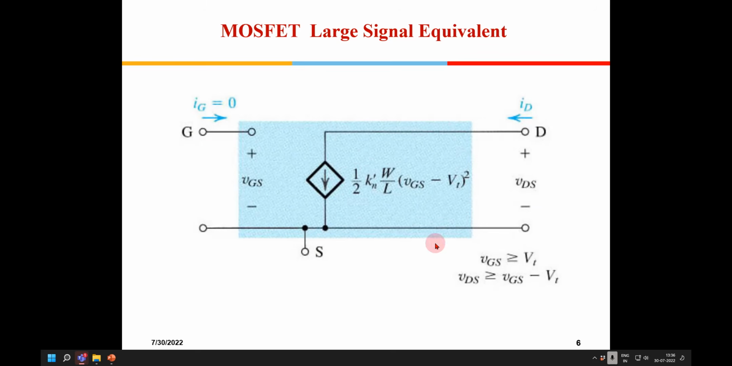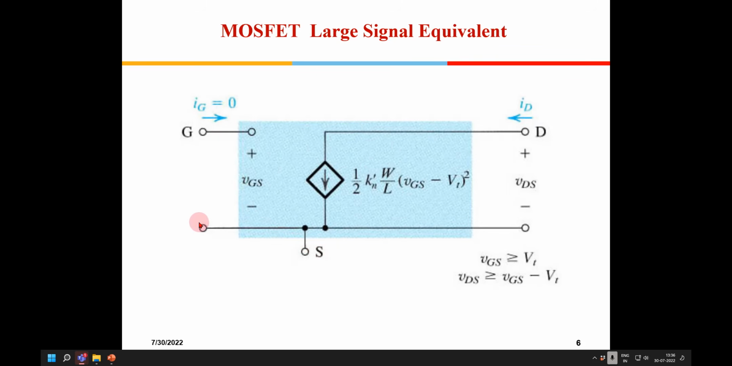So this is the equivalent circuit for the large signal equivalent. I'll talk about what the large signal equivalent is: the DC voltages we apply for biasing the transistors. So this is VGS, this is half K, and this is the ID equation. This is for the saturation region. In the saturation region, this is going to be the model for the MOSFET. Is this model clear to all of you?